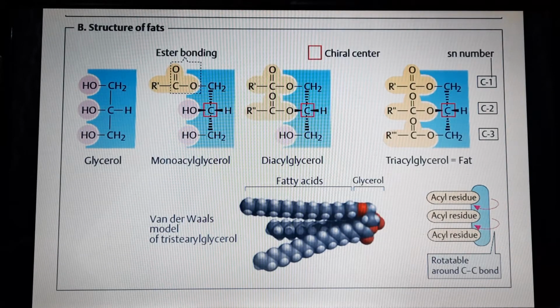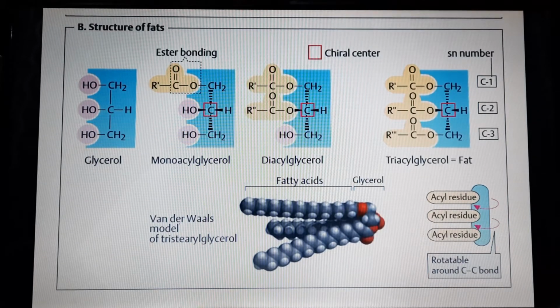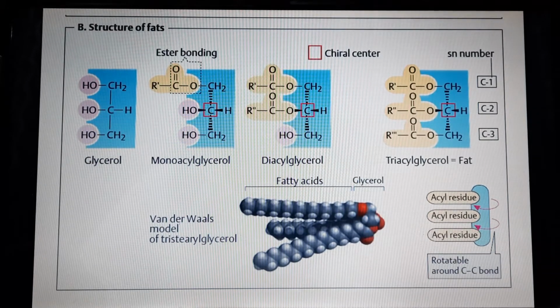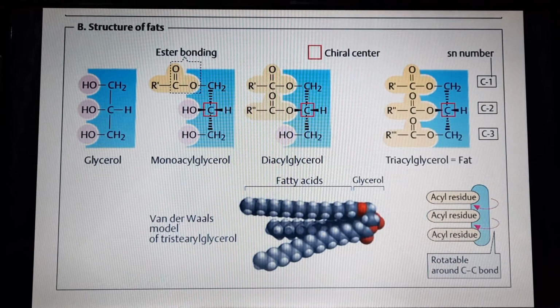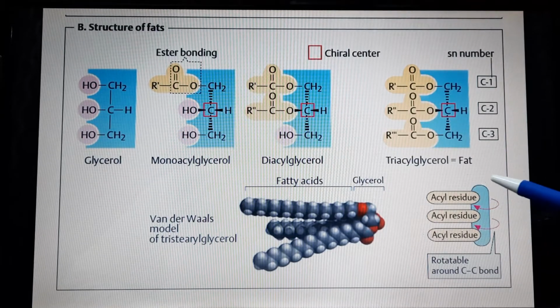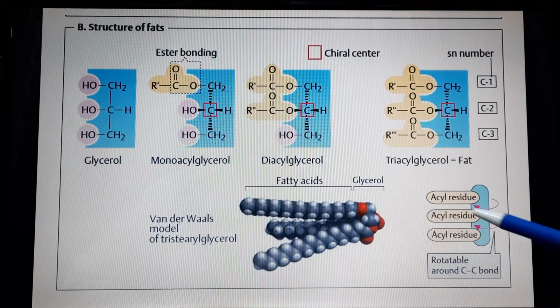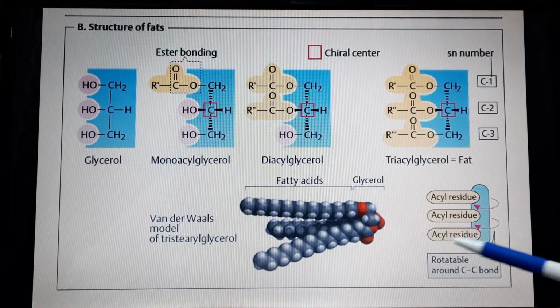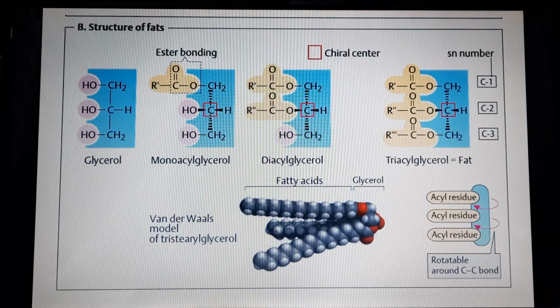If one fatty acid is esterified, the glycerol is a monoacylglycerol. If two fatty acids are esterified, it is a diacylglycerol. If three fatty acids are esterified, then it is a triacylglycerol. So you can see here the backbone is of glycerol, to which three acyl groups are esterified.